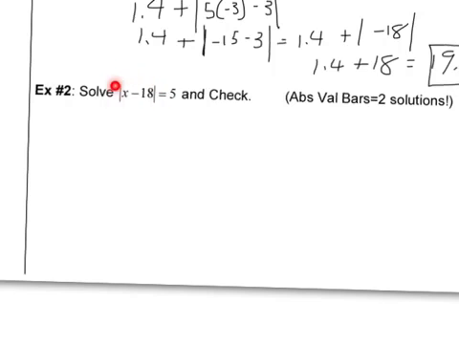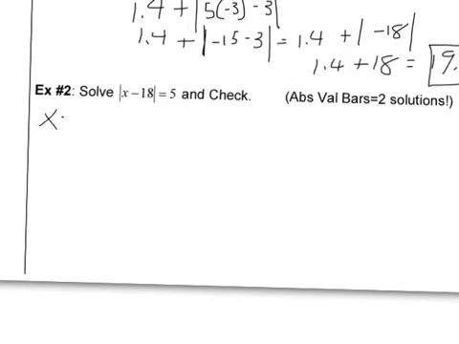Okay, now let's talk about solving absolute value equations, because this is where it's really tricky. We have this x minus 18 in the absolute value sign, and it equals 5. This thing says solve and check, and we do have to check absolute values every single time. And I'll explain to you why in a little bit. But important to know that absolute value bars equals 2 solutions. Kind of think of it as 2 bars, 2 solutions.